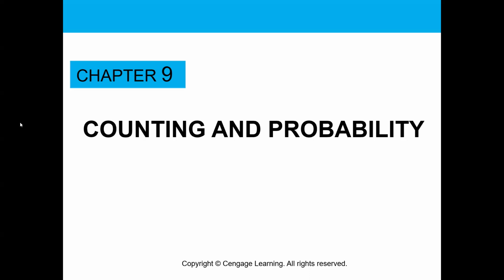Welcome. We're going to move into chapter 9, which is about counting and probability. Counting is often known as combinatorics. Enumerative combinatorics is the fancy term that we have for counting. It's a major part of discrete mathematics. And the probability we're going to deal with is actually what's called discrete probability.